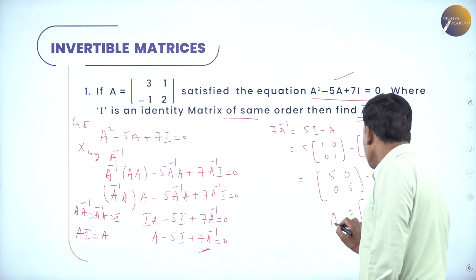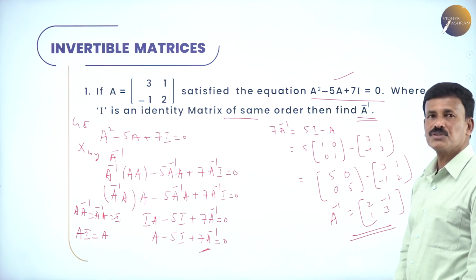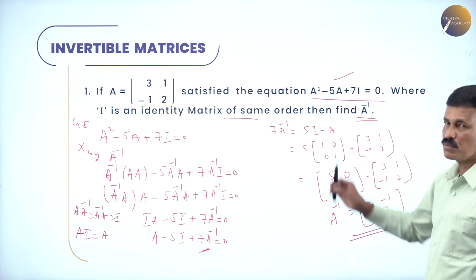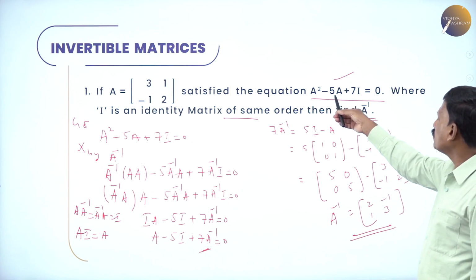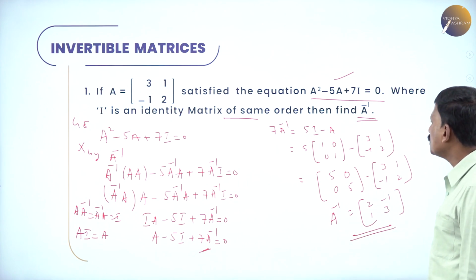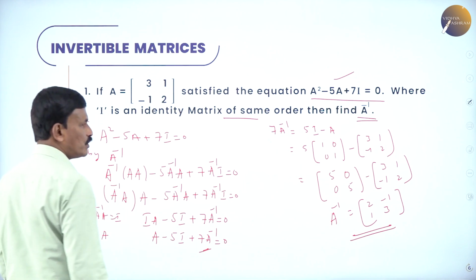So this is the inverse of the matrix. This is the method. This is how you are going to find the inverse of a matrix. This is the method to solve this problem. Don't prove that A square minus 5A plus 7I is equal to 0. So this is the easiest method. If you do this much, you will get 4 marks in the part E section.